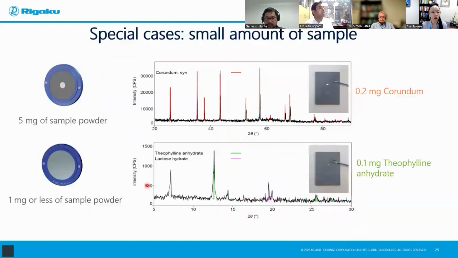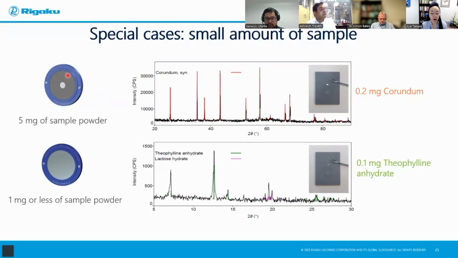One is, what if we have a very small amount of sample? It used to be a challenge, but there are two ways I want to address this. We have zero background holders. These are present universally. Zero background holders are a special cut of silicon in a direction which doesn't cause any diffraction pattern, such as an HKL direction of 510. We have a 5 milligram sample powder holder and a 1 milligram or less sample powder holder, this kind of sample holders.